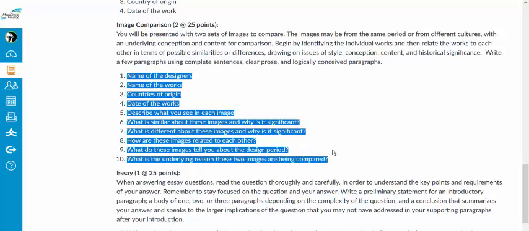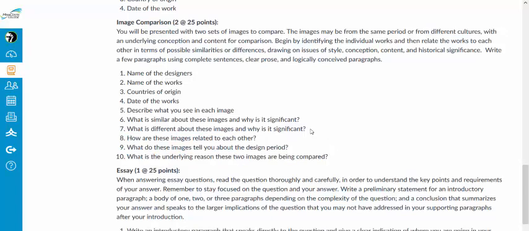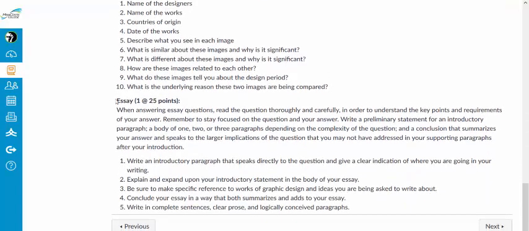These are some of the things that you need to consider when writing your comparison. In addition to some of the more basic requirements that you need to identify the works, you need to write about what's similar and different about them, and particularly why the images are related to each other. And especially important is to finish up the comparison by understanding why the 2 images are being compared.